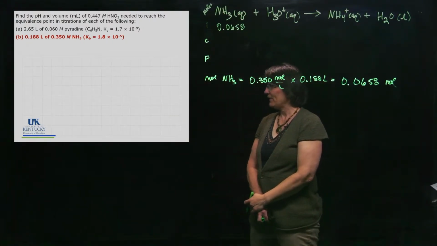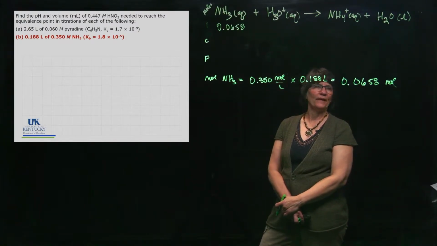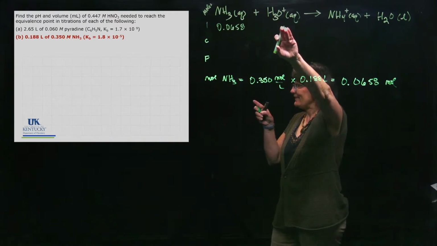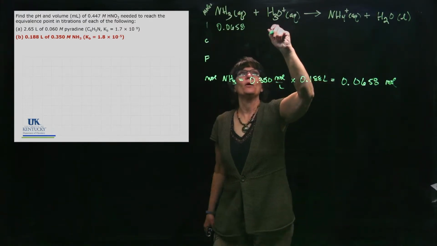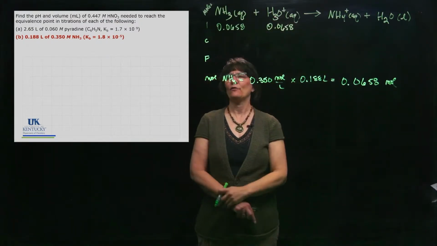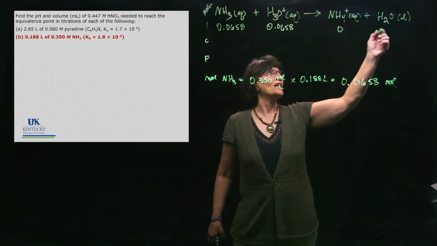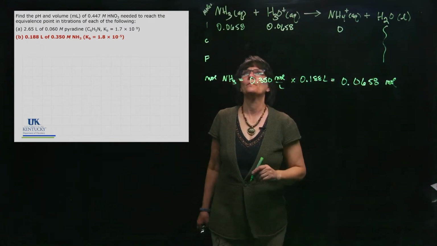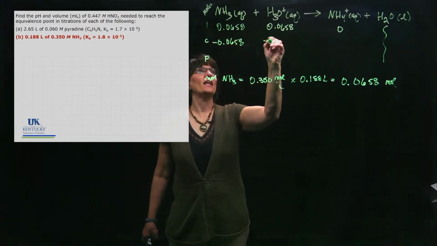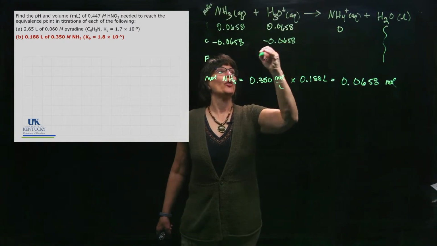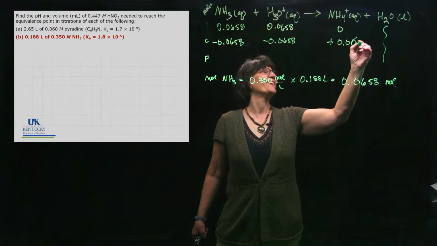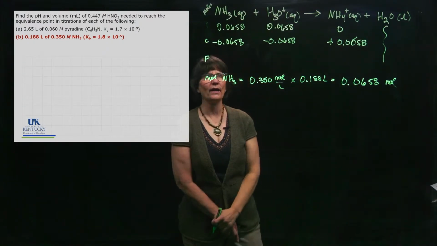They give me the molarity of the acid, but they don't give me the volume. So I can't do this to get the moles, but they tell me it's at the equivalence point. At the equivalence point means this number, by definition, has to be the same number as what we had for the base. Before the reaction takes place, this would be 0. I consume the smaller. Well, they're both the same size, so I consume a negative 0.0658 on the reactant side, and I produce 0.0658 on the product side.